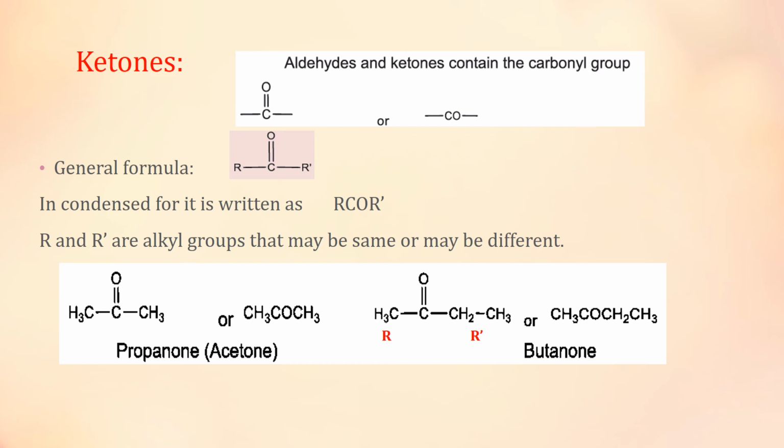So the general formula for the ketone is R C double bond O R dash. On both sides of the carbonyl group alkyl groups are attached, and these alkyl groups may be the same or they may be different. But in case of aldehyde, on one side of the carbonyl group there is always a hydrogen atom attached, and on the other side there may be a hydrogen atom or some alkyl group.